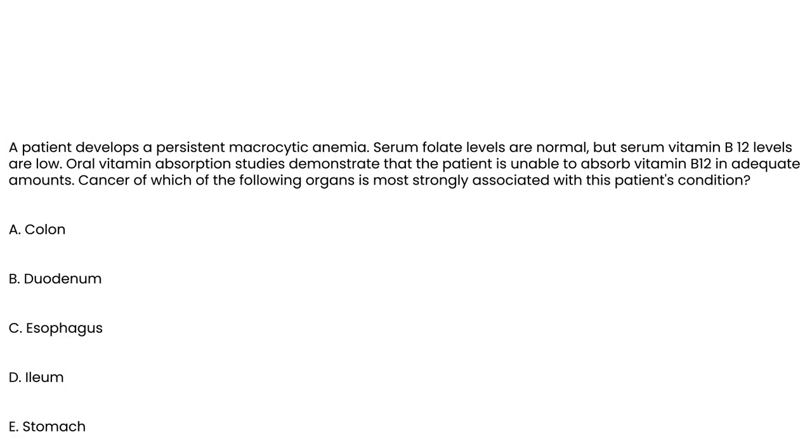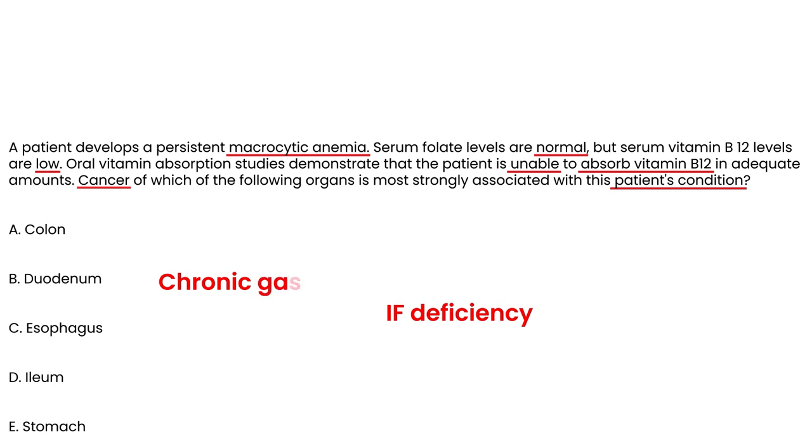Next one: a patient develops persistent macrocytic anemia. Serum folate levels are normal, but serum vitamin B12 levels are low. Oral vitamin absorption studies demonstrate that the patient is unable to absorb vitamin B12 in adequate amounts. Cancer of which of the following organs is most strongly associated with the patient's condition? All right. Well, this is another classic scenario where a patient is not able to absorb. So that means there's an intrinsic factor deficiency. And that means that the patient most likely had gastritis. Chronic gastritis, most likely. And if you remember, chronic gastritis can lead to stomach cancers.